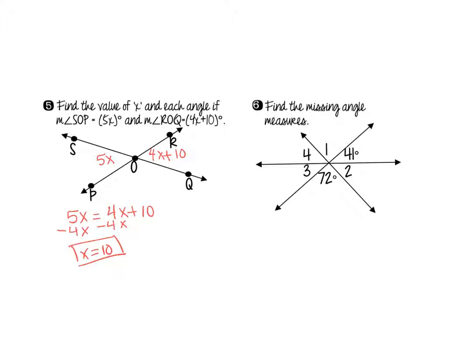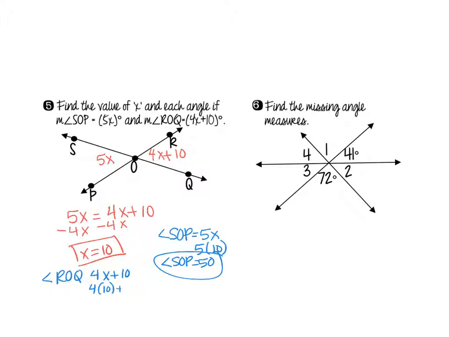Now, it didn't ask me for the variable. It asked me for the angle measures. So SOP is 5x, which is 5 times 10. So angle SOP is going to equal 50 degrees. Angle ROQ is 4x plus 10, so that's going to be 4 times 10 plus 10. That's also going to be 50. Now, I didn't have to do all that work because I know that if they're vertical angles, they're congruent. So I could have just solved for one of them.